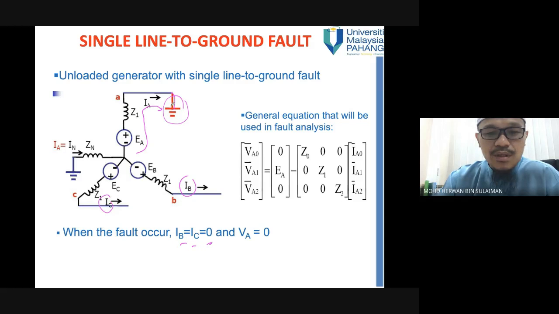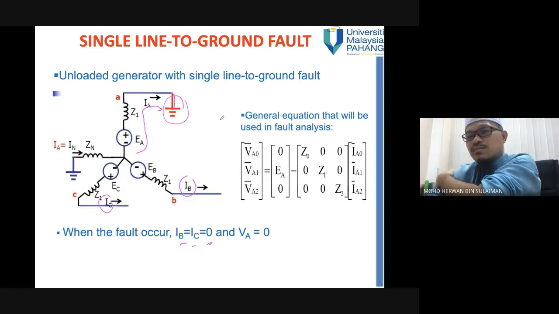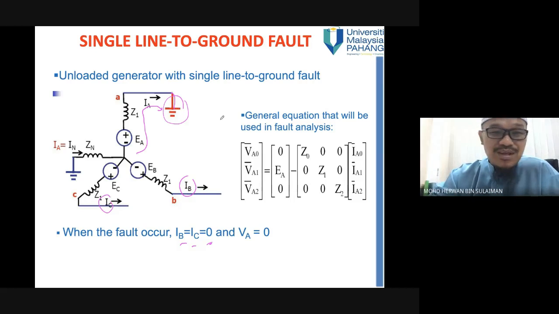Okay, and then when this happens, your IA is not 0, but your IA will become very, very high, because you have a source of current here, but it's shorted to ground. So that's why, when there is a short to ground, the current is quite high.